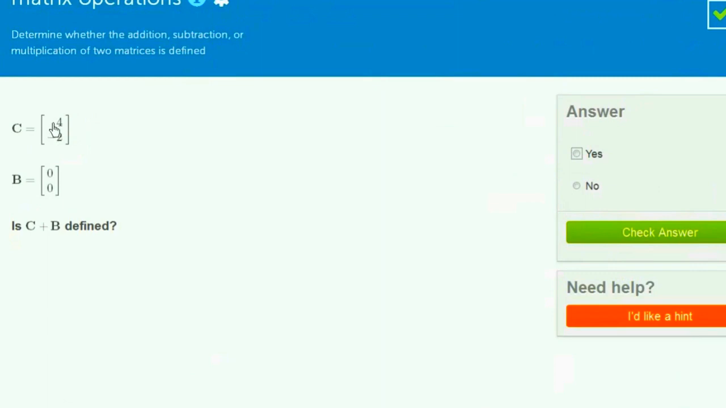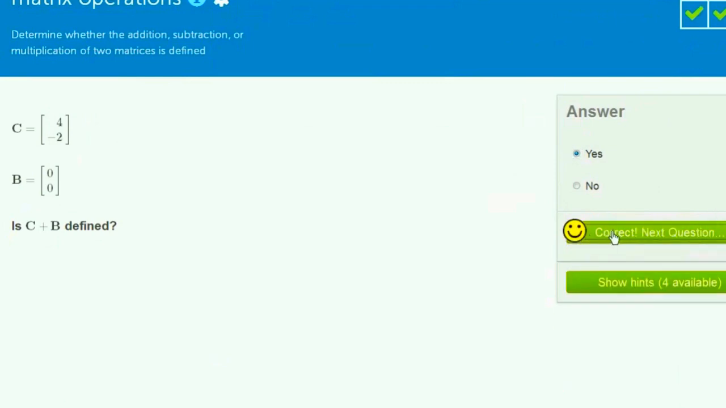So we have a 2 by 1. You could view this as a 2 by 1 matrix, or you could view this as a column vector. This is another 2 by 1 matrix or a column vector. Is C plus B defined? Well, matrix addition is defined if both matrices have the exact same dimensions. And these two matrices do have the exact same dimensions. And the reason why is because with matrix addition, you just add every corresponding term. So in the sum, the top, it'll actually be 4 plus 0 over -2 plus 0, which is still just going to be the same thing as this matrix up here. But what they're asking, is this defined? Absolutely. These both are 2 by 1 matrices. So yes, it is defined.